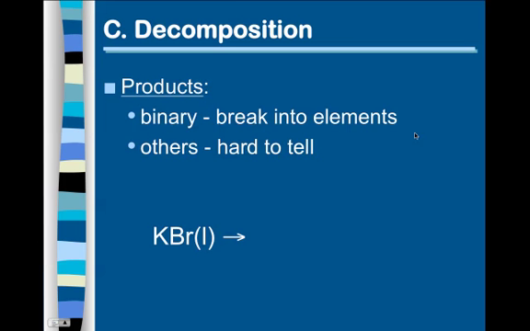For example, potassium bromide. It's binary. There's only two of them. We know that in a decomposition reaction, when it breaks down, it can only break into two things, potassium and bromine. Remember, bromine is diatomic, so we have to have Br2, and we would have to balance that.